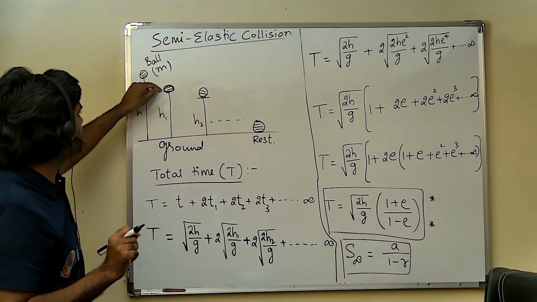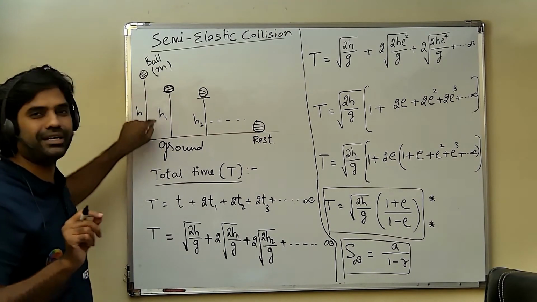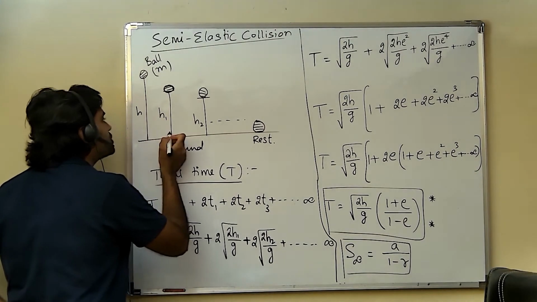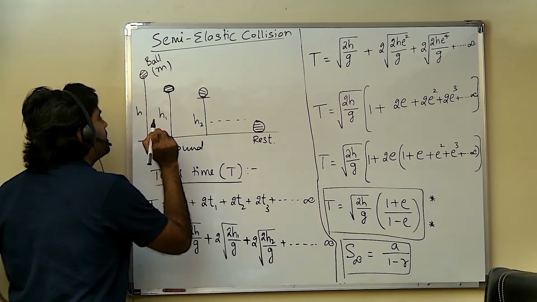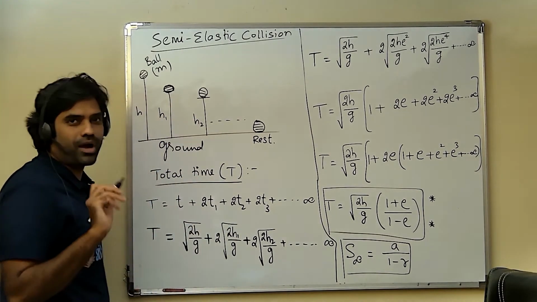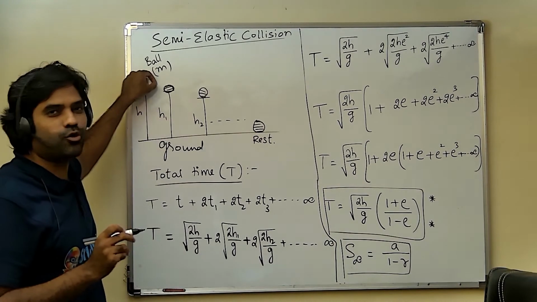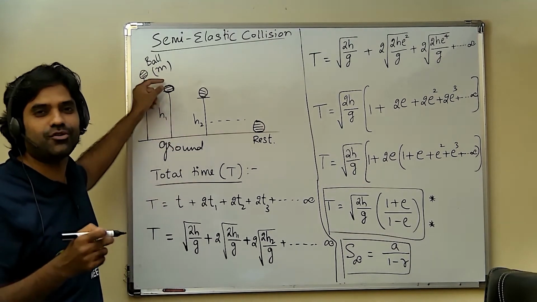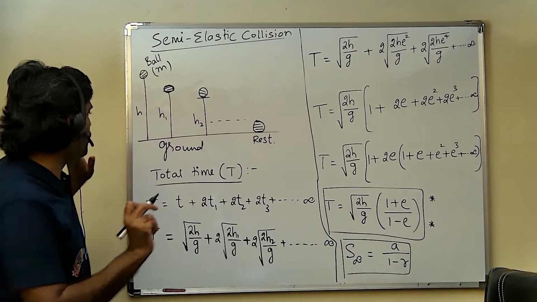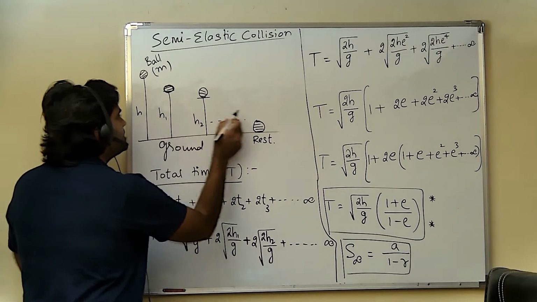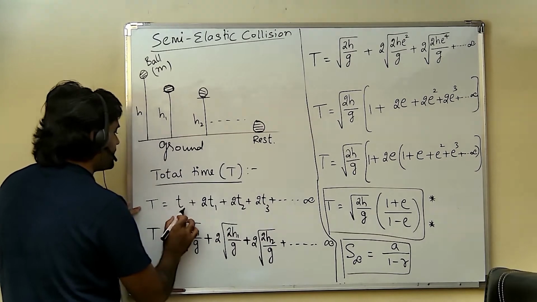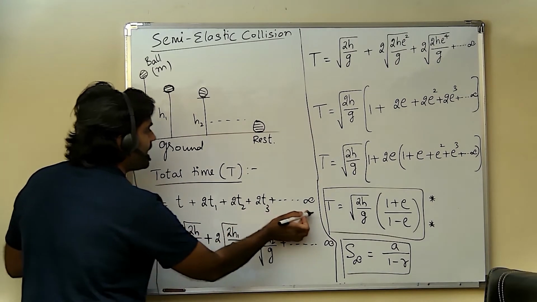Then obviously in the return journey it will take the same time t1 again. Therefore, after first collision and before second collision, the time taken by the ball is nothing but 2t1. That means t1 is for going up and another t1 is for coming down. Therefore total time will be 2t1. Therefore students, listen carefully. In this situation, total time taken by the ball before coming to rest can be written as t plus 2t1, 2t2, 2t3 and so on.